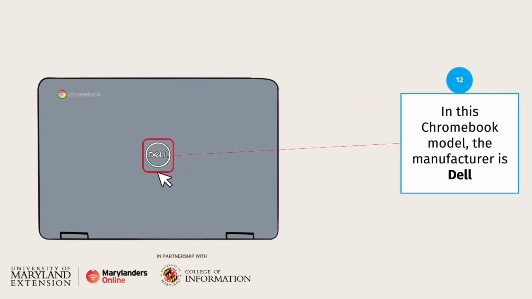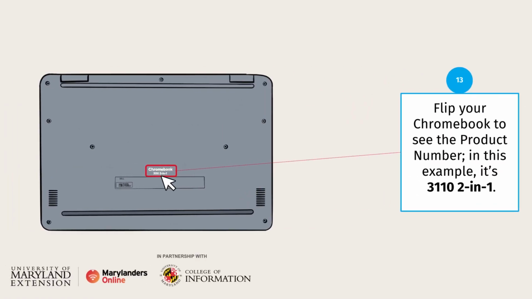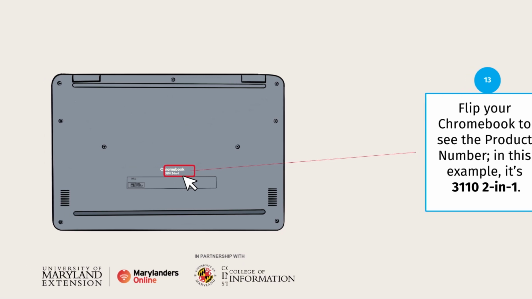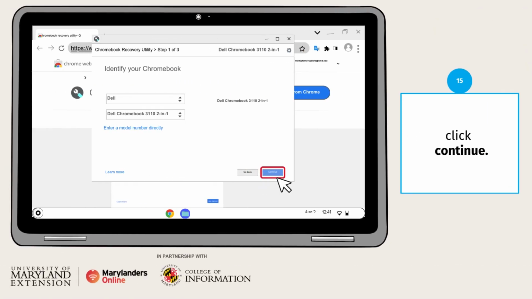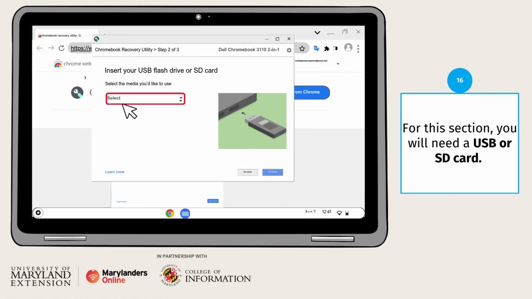Step 12. In this Chromebook model, the manufacturer is Dell. Step 13. Flip your Chromebook to see the product number. In this example, it's 3110 2-in-1. Step 14. This is how it ought to look after choosing the manufacturer and product. Step 15. Click Continue.